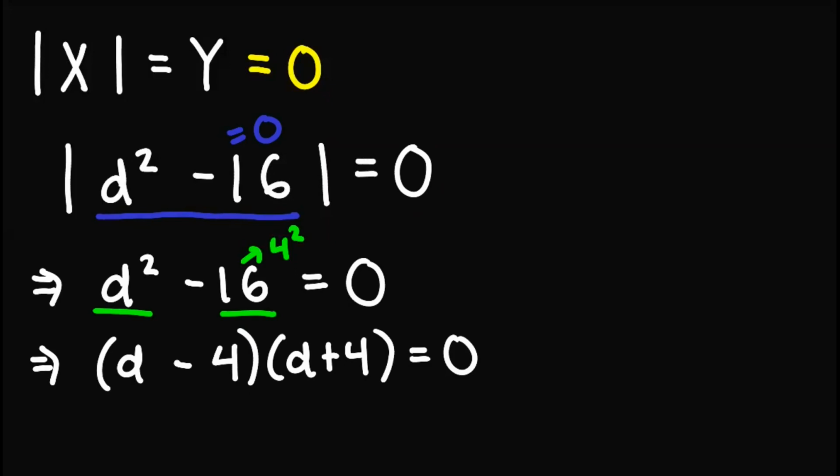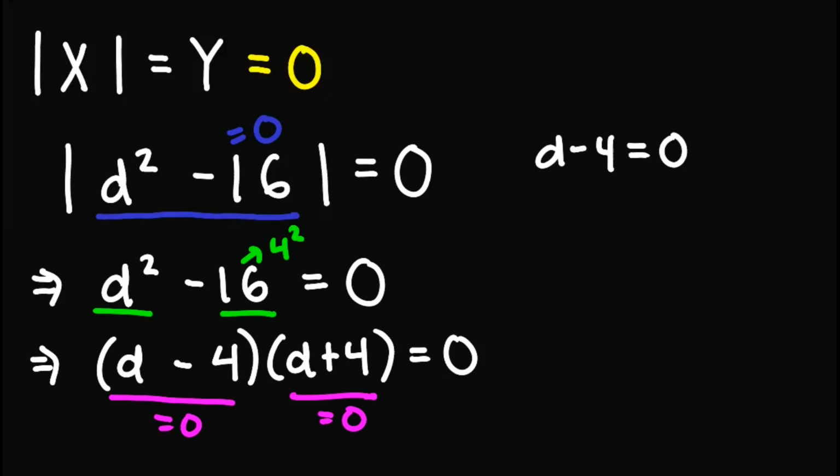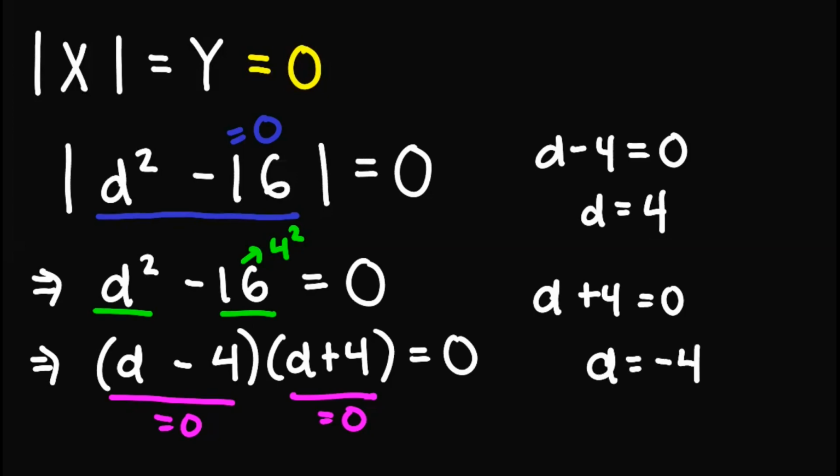So for this quadratic equation to hold, either d minus 4 is equal to 0 or d plus 4 is equal to 0. If d minus 4 is equal to 0, then we'll have d is equal to 4. If d plus 4 is equal to 0, then we'll have d is equal to negative 4. And these two are our answers for this equation.